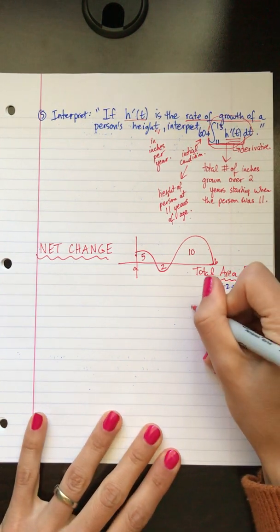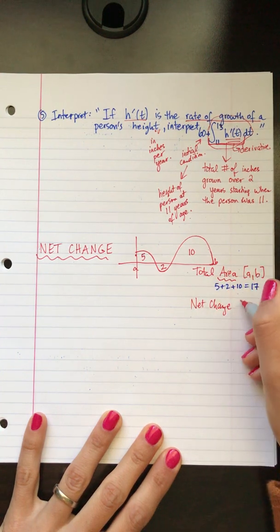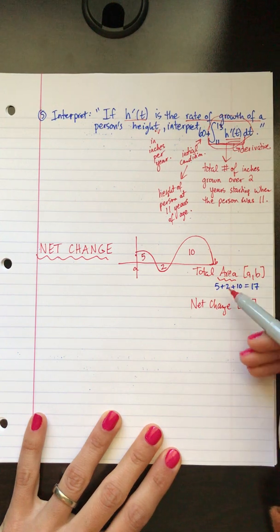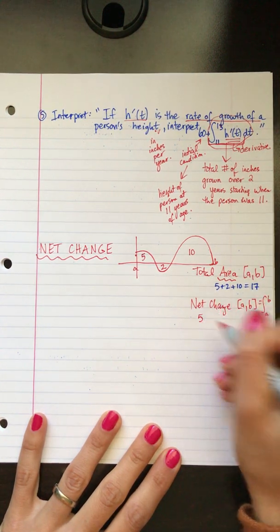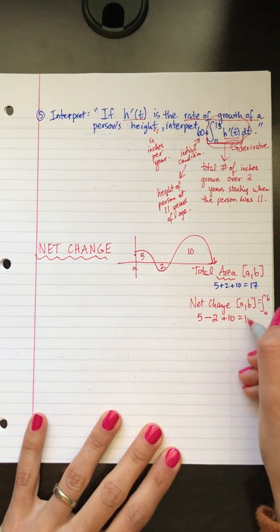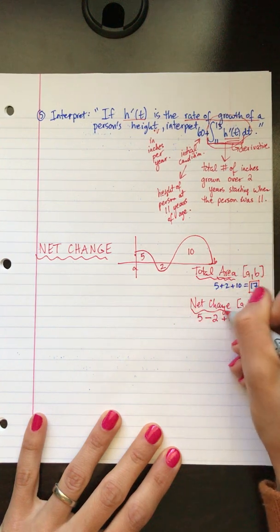However, if I ask you for net change over the interval A to B, it's not 5 plus 2 plus 10. Net change is the same as an integral, and an integral doesn't understand area. So it would actually be 5 minus 2 plus 10, which is 13. So look at the difference between the words and the result.